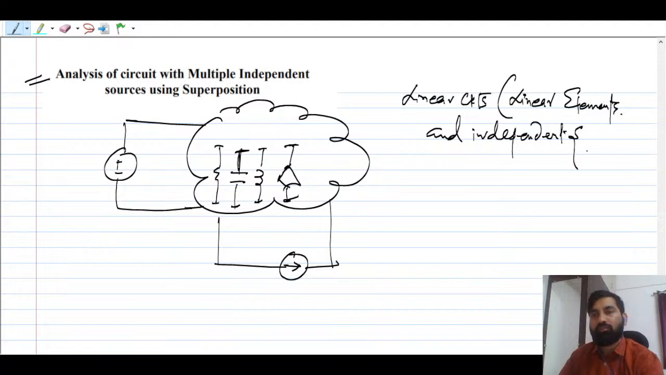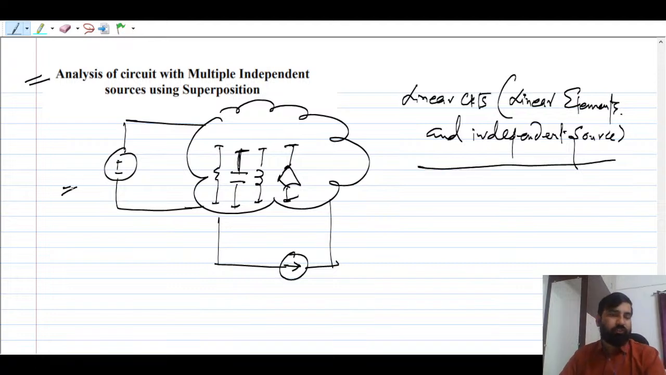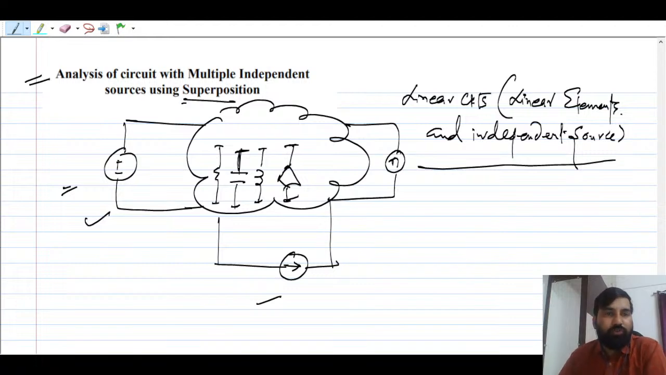Here the independent sources are there, but inside this black box there can be any kind of element which is linear in nature. The controlling quantity within the circuit is also going to be a linear element only. In this circuit you see there is one voltage source, one current source, and suppose there is one more current source here. In this situation you have to use superposition, and superposition plays an important role in circuit analysis.